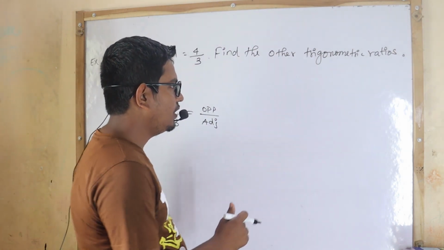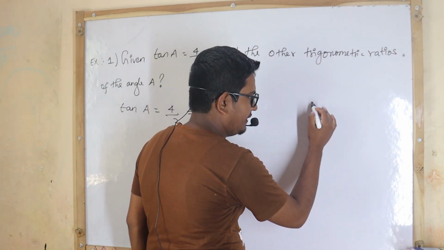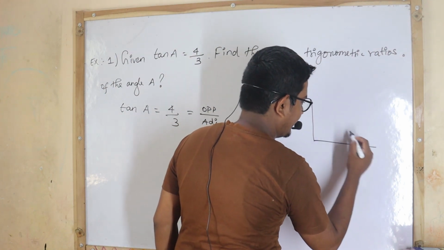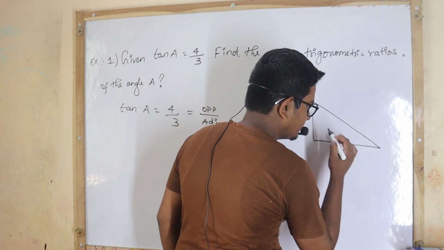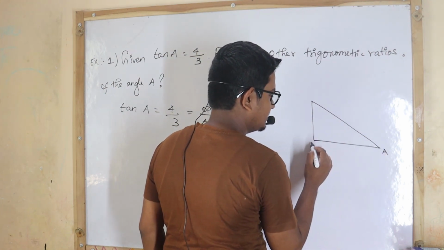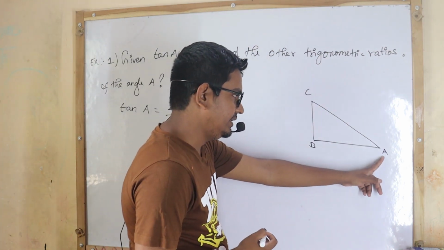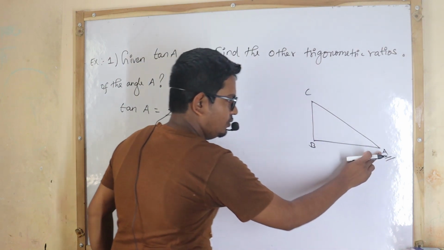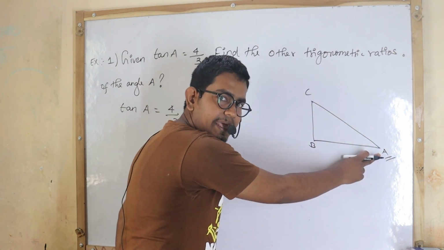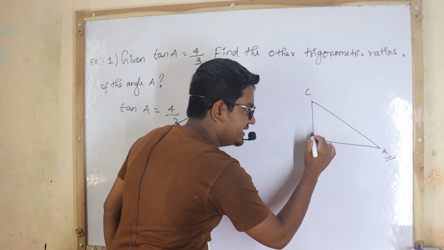Now I am going to draw a rough diagram. As you know, I am going to draw a right angle triangle. This is A, this is B and this is C. This is the angle actually given to us, so this is the angle A. This is the 90 degree.